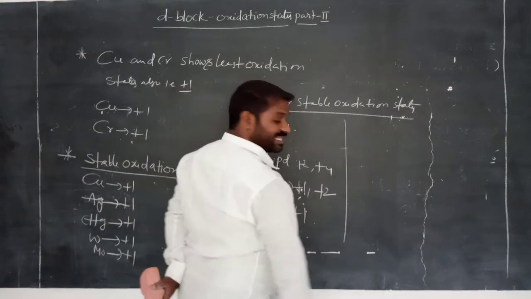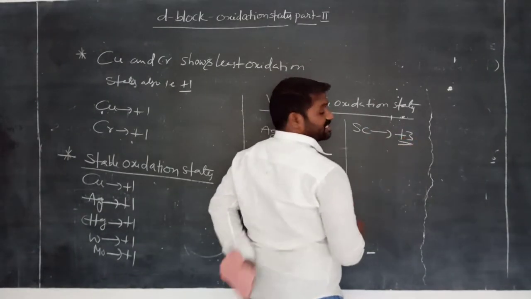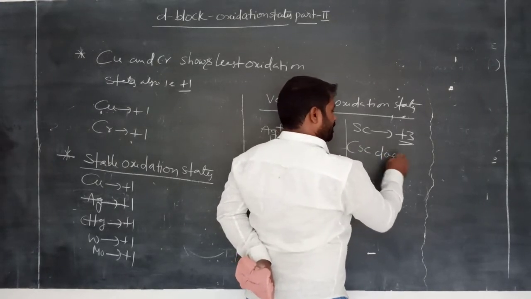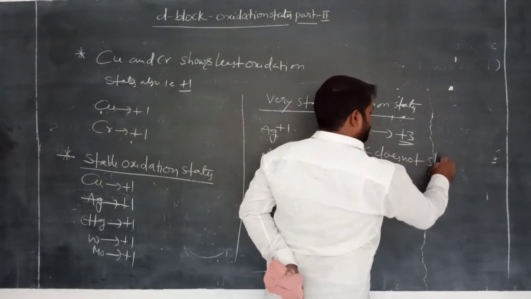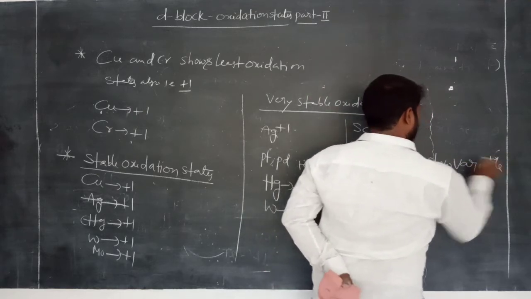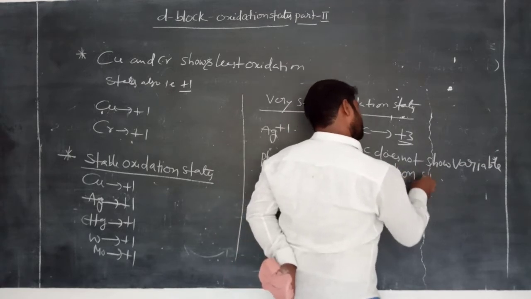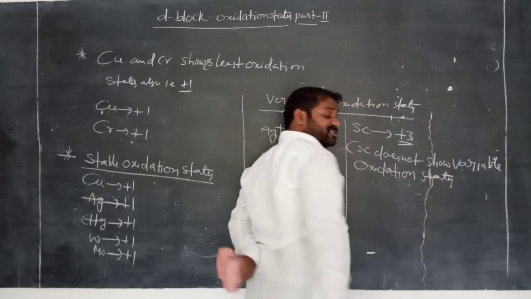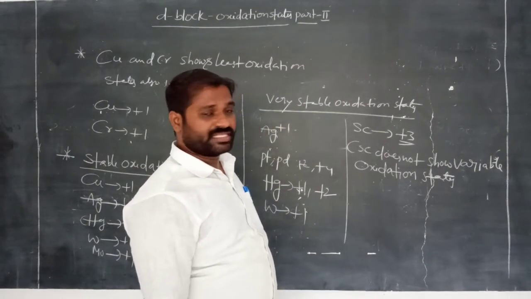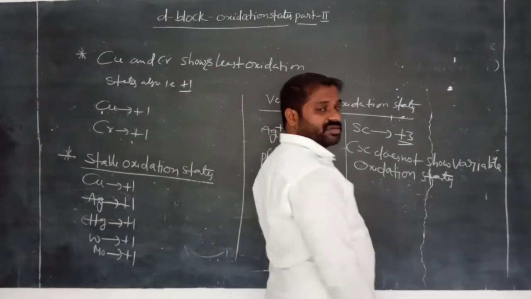Let's see. Scandium's most stable oxidation state is +3 only. Remember this, it does not show variable oxidation states. Variable means +2, +3, +4, +5, +6, different types of electronic configuration; it does not show like that. It shows maximum +3 only. So scandium does not show variable oxidation states.